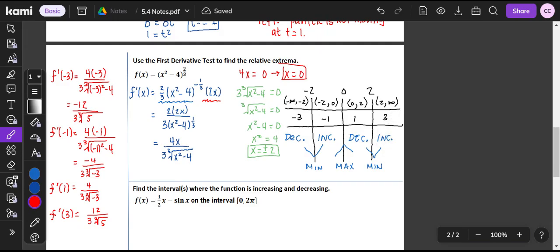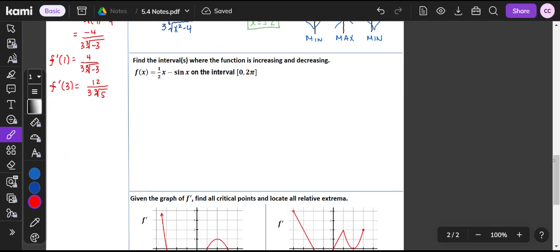Okay, so on my intervals, I go from decreasing to increasing. So that means -2 is a minimum value. Then I go from increasing to decreasing. So 0 is a maximum value. And then decreasing back to increasing, +2 must be a minimum value. So that's how you would use the first derivative test to find and determine what the relative extrema are.